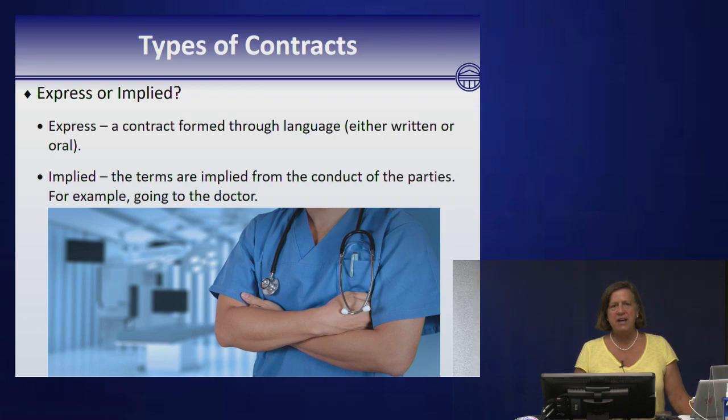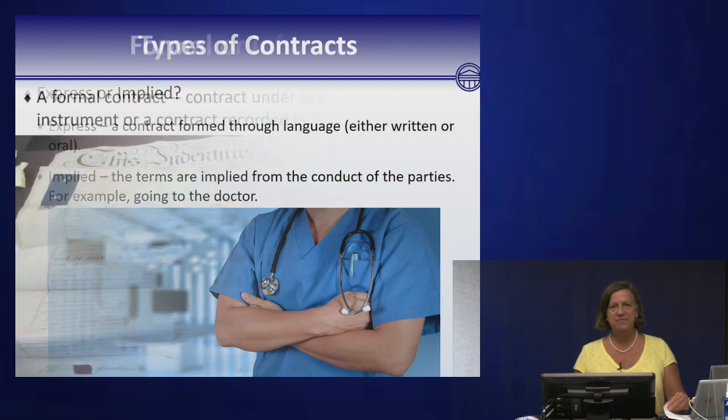So, types of contracts. A contract will either be an express contract or an implied contract. An express contract is one that's entered into through language. It could be oral, it could be written. An implied contract, on the other hand, is implied or deduced from the conduct of the parties. The example we used in class was a visit to the doctor's office.